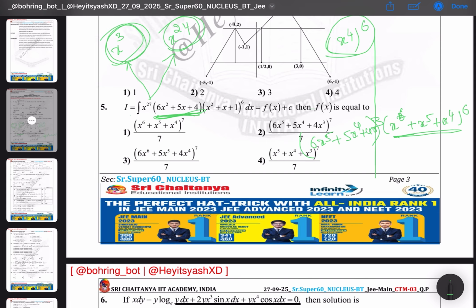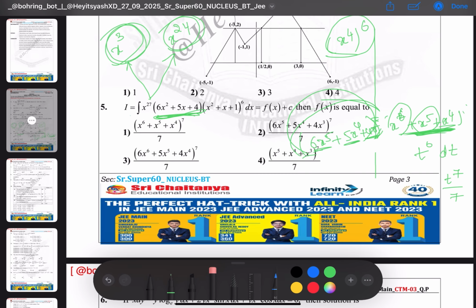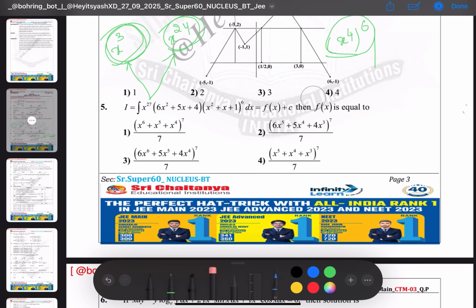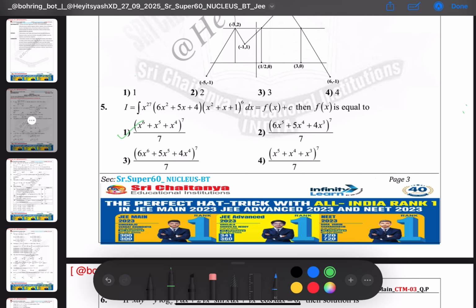Now if you consider this expression as t, this whole thing is simply the derivative of it: x power 6 gives 6x power 5, x power 5 gives 5x power 4, x power 4 gives 4x cube. So this will simply be t to the power 6 dt. The integration of that will be t to the power 7 upon 7, where t is x power 6 plus x power 5 plus x power 4. Therefore, option A will be your answer. So this is the answer for this particular question.